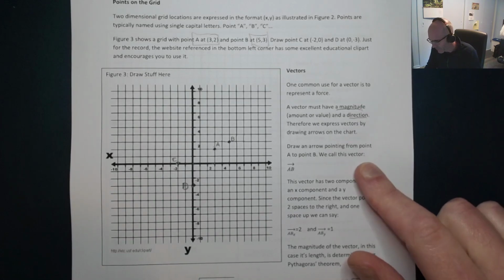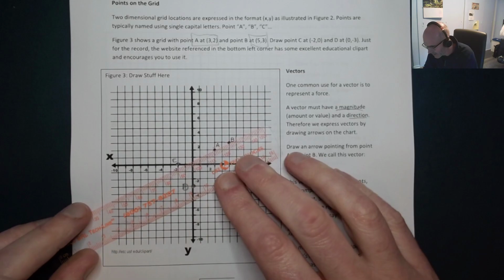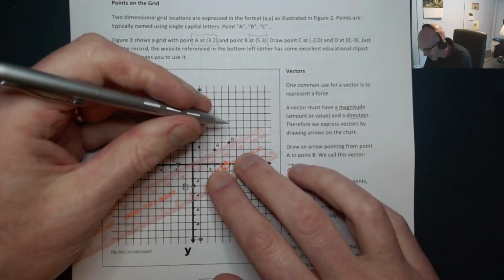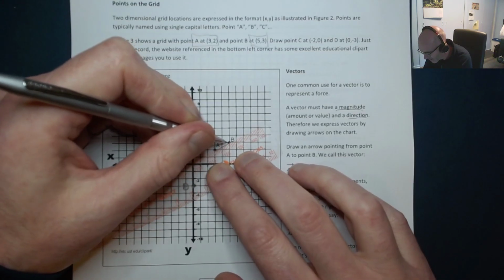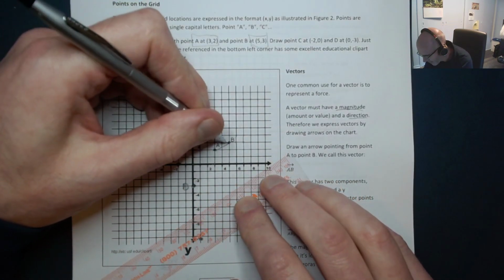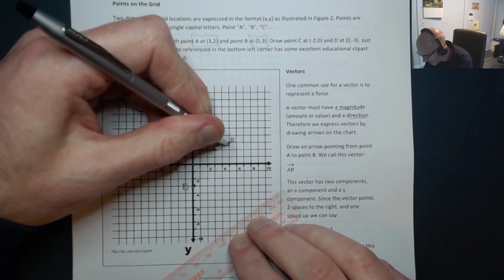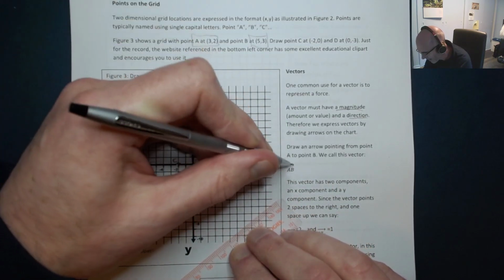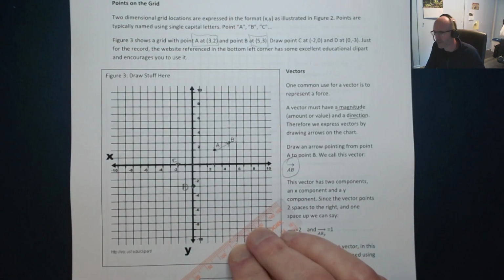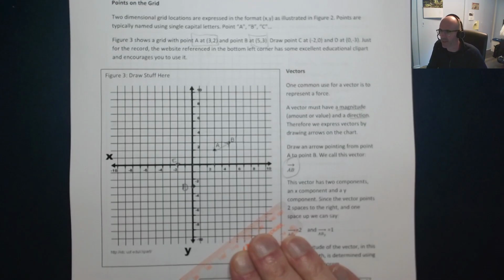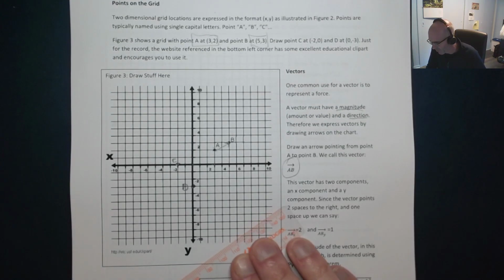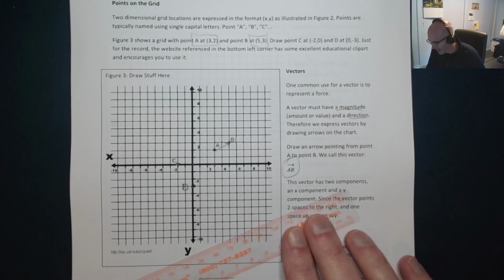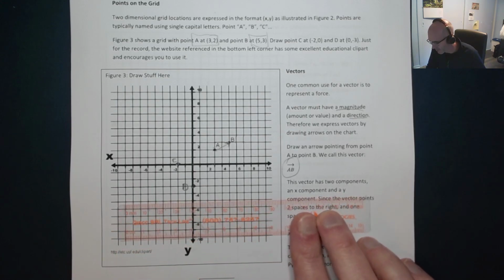So on here, we're going to draw an arrow pointing from A to B, and we're going to call this vector AB. And we'll put a little arrowhead right on here to show the direction that it's going. And this is how we would refer to that vector because it goes from point A to point B. And it's got two components to it.